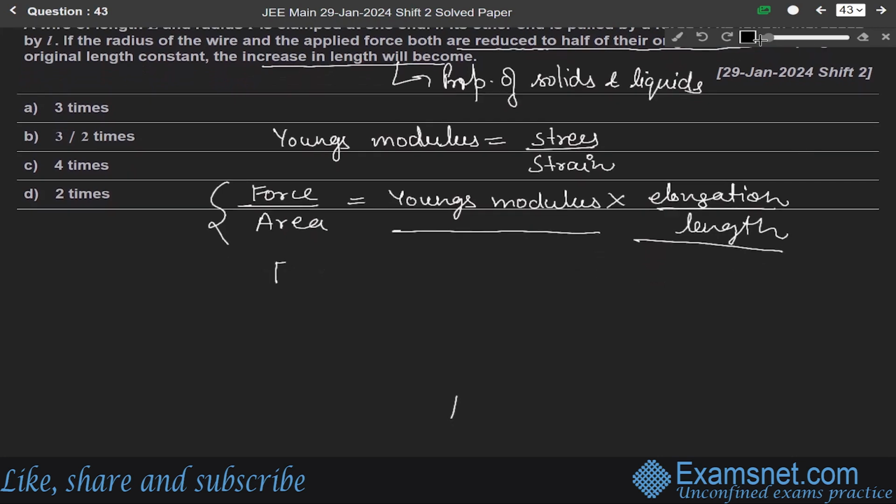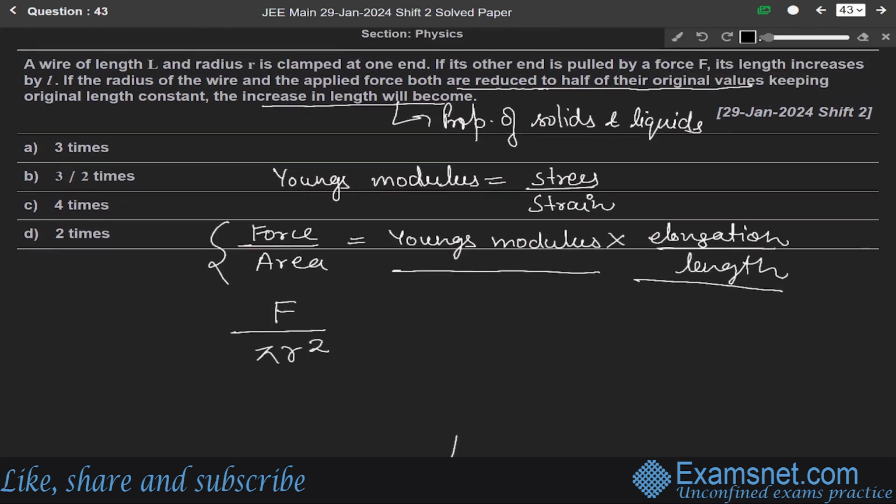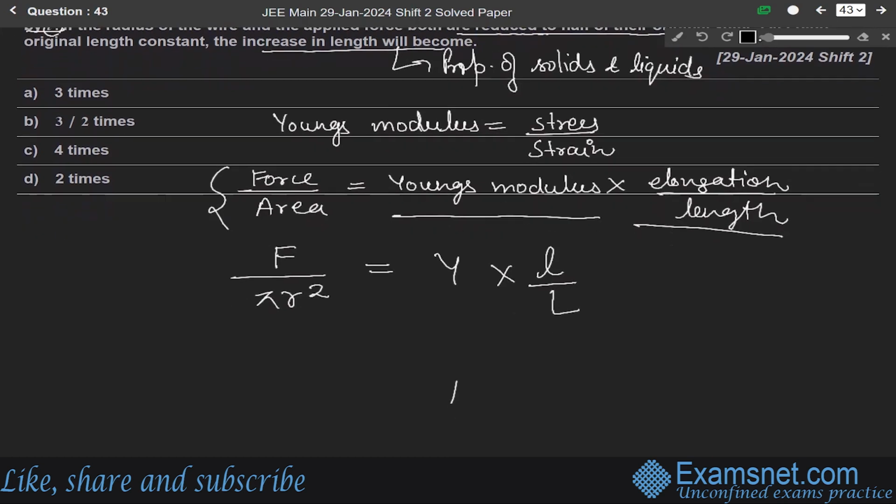So force over area is what? F over area, which is pi r square, where small r is the radius. It is equal to Young's modulus Y into elongation. Original length is capital L and the length increases by small l, means elongation is small l and length is capital L. Now from this, l is directly proportional to F over r square. Okay, because Y and pi are constant, so l is directly proportional to F over r square.